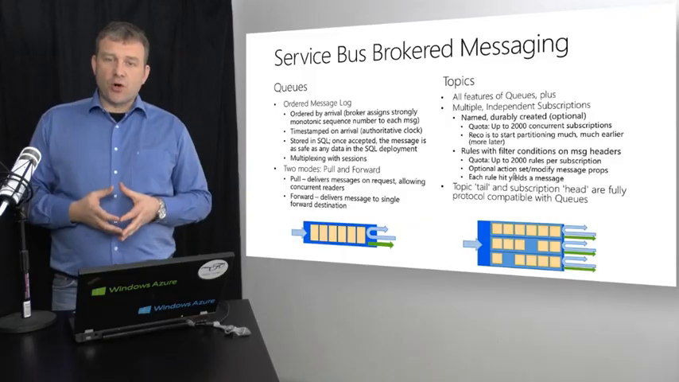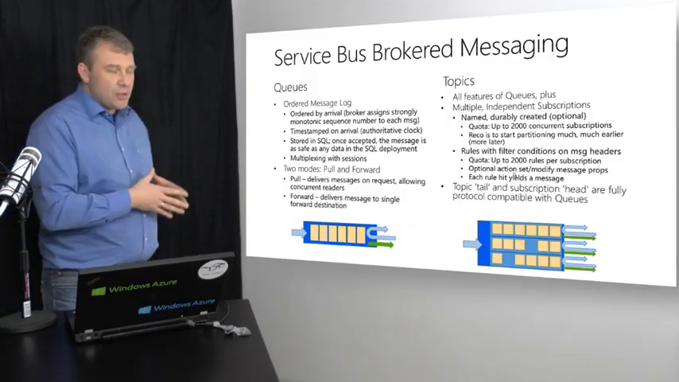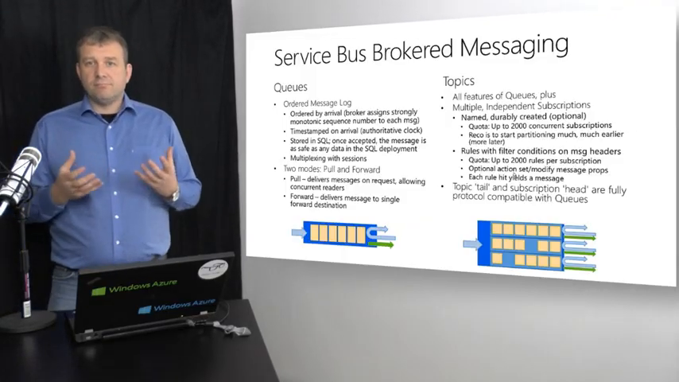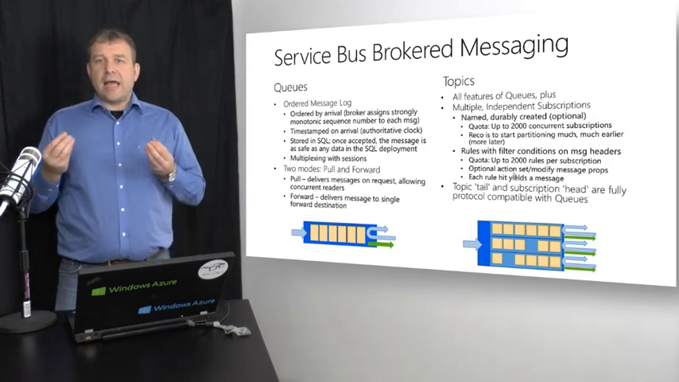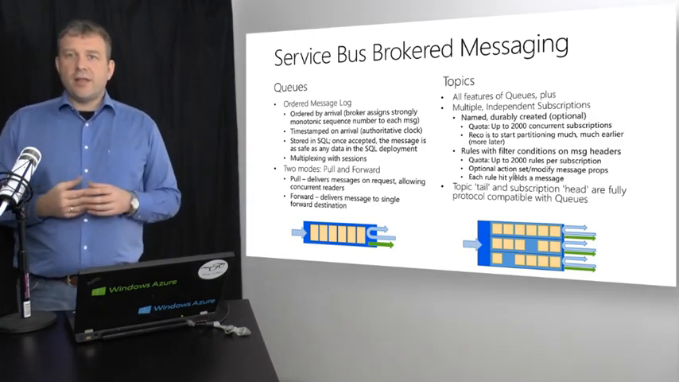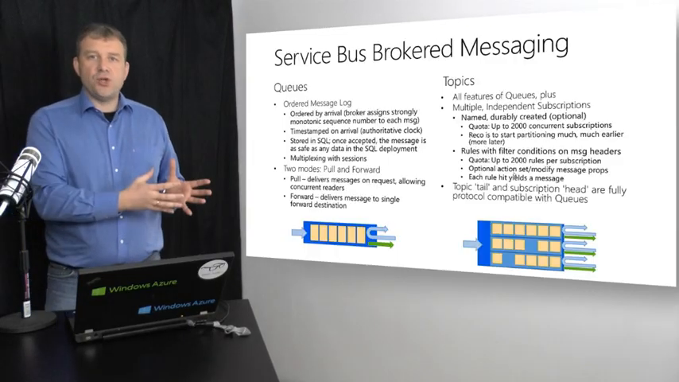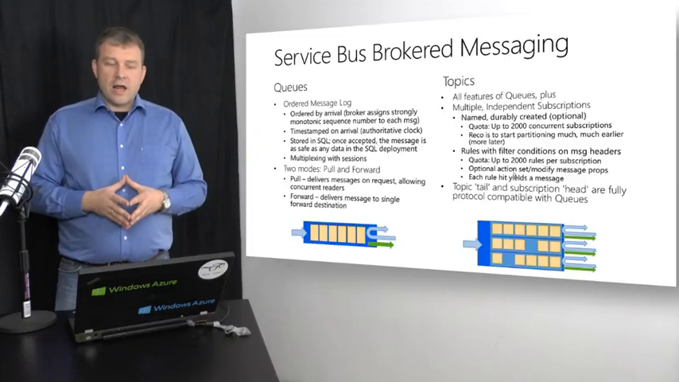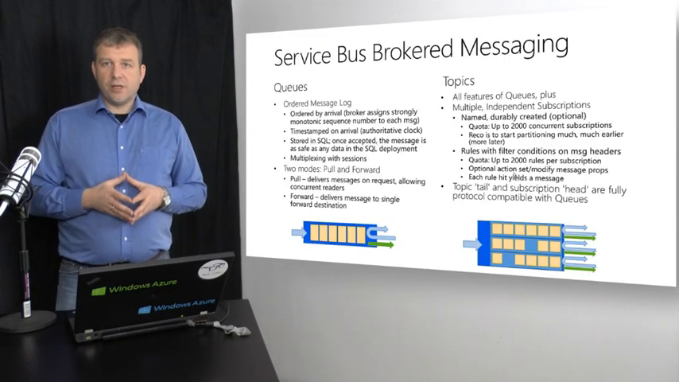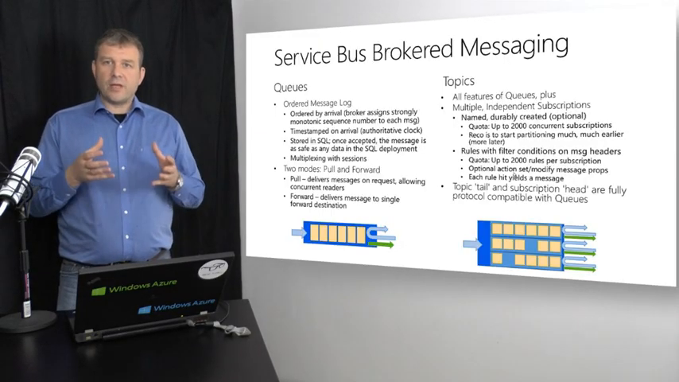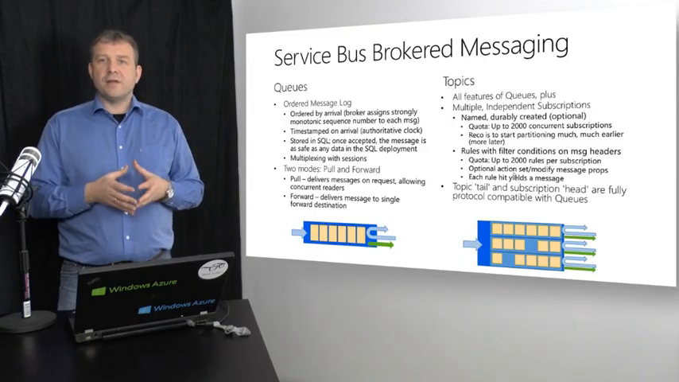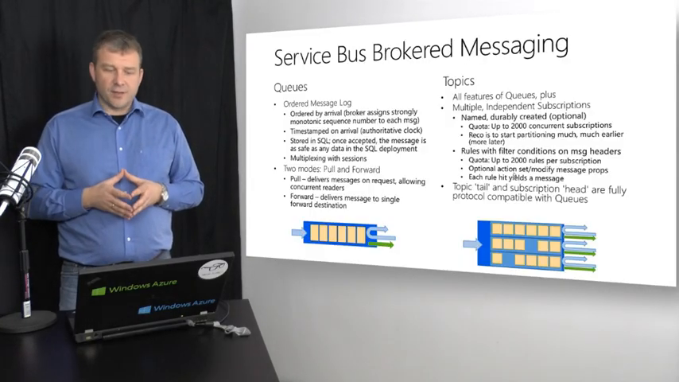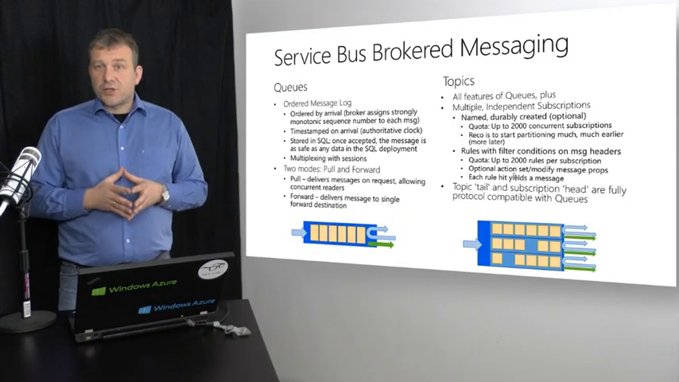So Service Bus brokered messaging has 2 large pieces, 2 entities that you can go and install and that have their own APIs. You can create a queue, or you can create a topic and subscriptions for that topic. A queue is really an ordered message log that has different ways of how to get at the messages once they're in there. So let's talk about the message log first.